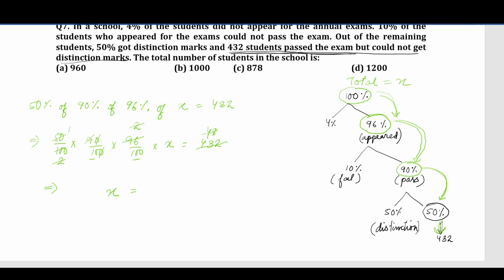10 into 100 is equal to 1000. Total number of students 1000, option B.